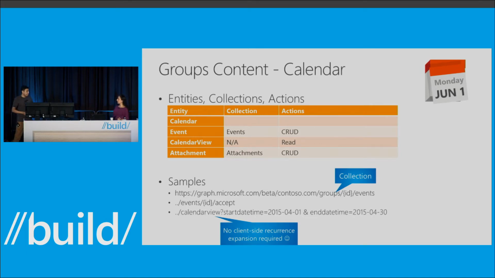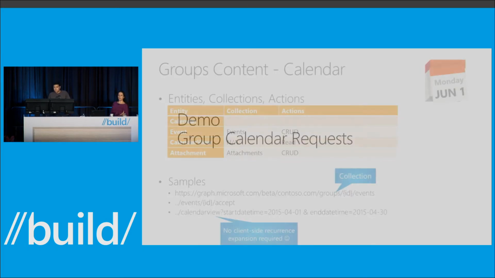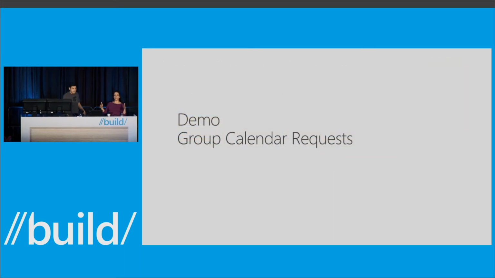Yeah, so that's a good point. With /events, you get all the objects. With calendar view, you can get a view of the specific occurrences of those events within a specific time window.